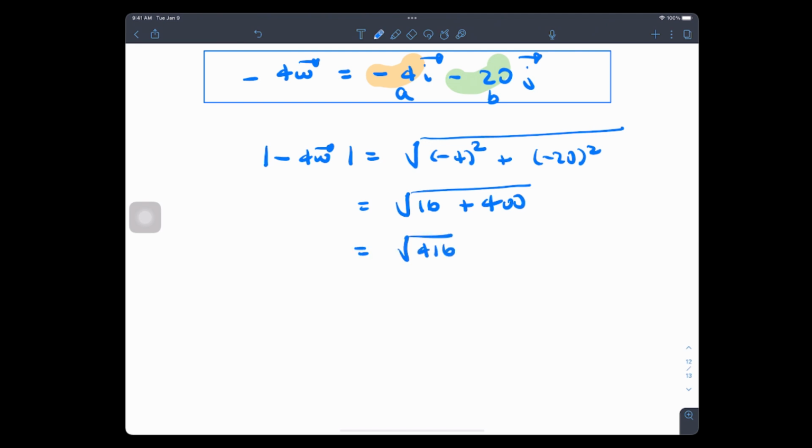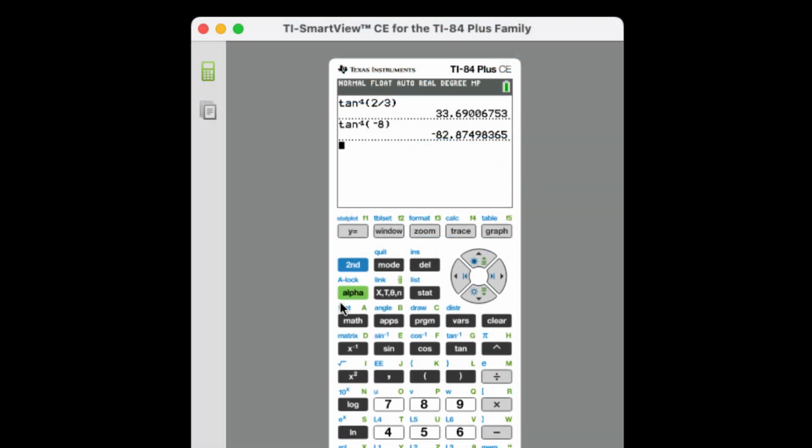I get square root of 416. You go, what do I do with this? Well, what is the square root of 416? Let's get the numerical answer, right? So it's going to be second square root, 416. What is this? That's approximately 20.4.